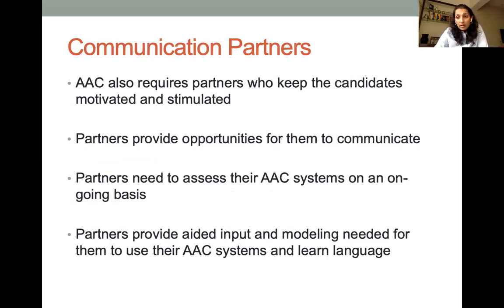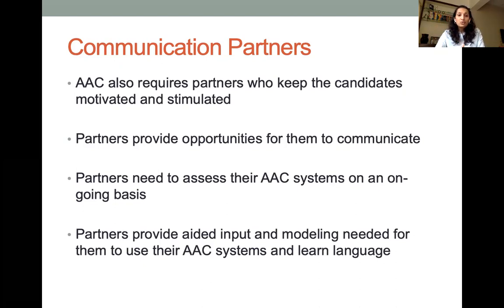The most important part of an effective AAC system is having a communication partner who keeps the individual motivated and stimulated. You have to provide opportunities for the person to communicate. You have to create an environment in which they have a need to communicate.